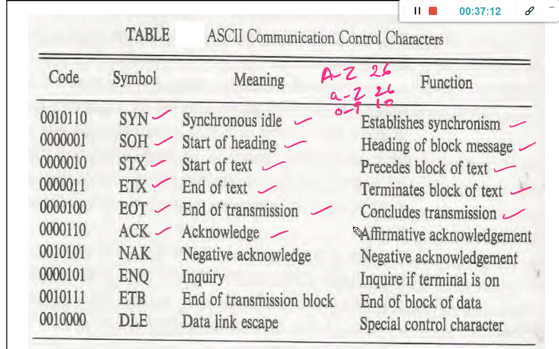ACK represents acknowledgement. So it is going to send the affirmative acknowledgement. NAK represents negative acknowledgement. So that is it says that it has not received any of the data. ENQ represents inquiry if terminal is on. ETB represents end of transmission block, so which is going to perform end of block of data. DLE represents data link escape. It is a special control character. So these are the control characters which are actually represented using the ASCII code for the character oriented protocol.